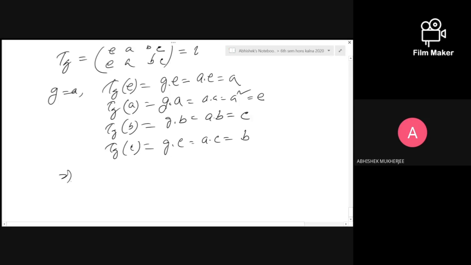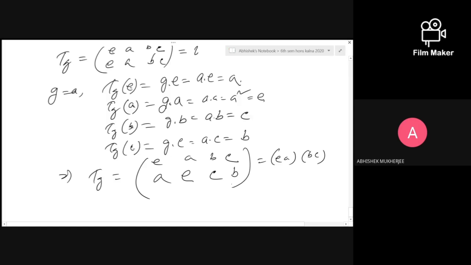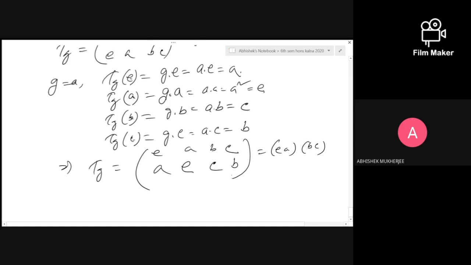So this implies tau G can be written as E A B C. Now E goes to A, A goes to E, B goes to C, C goes to B. That is, it is (E A)(B C), the product of 2 cycles.